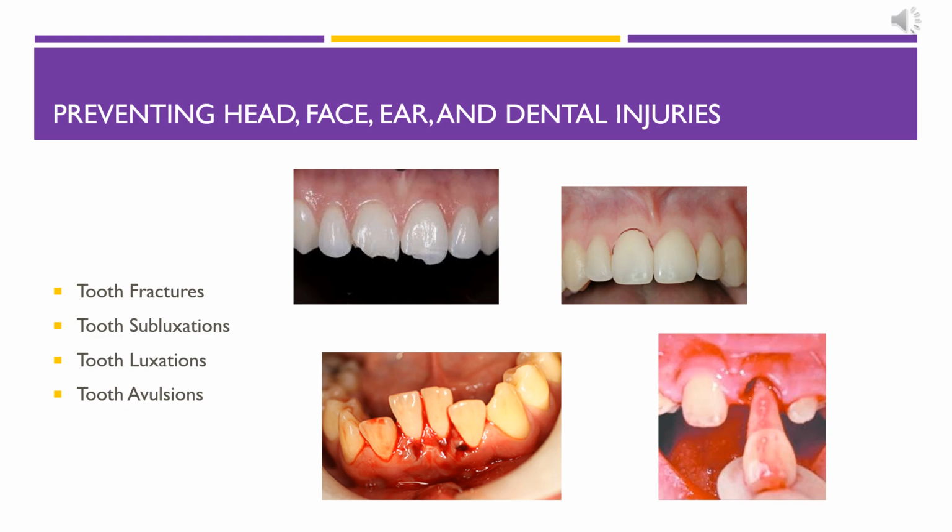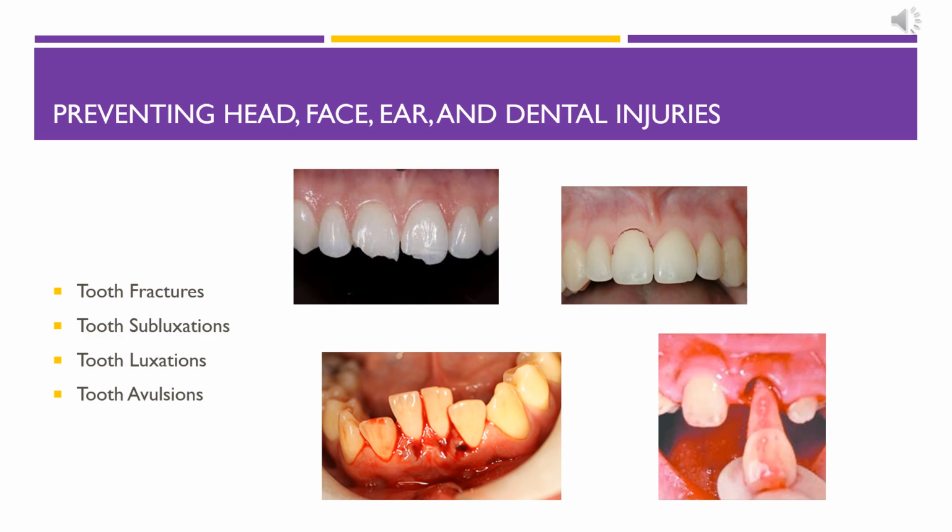Tooth subluxations, which is pictured on the upper right of this slide, involve the tooth being slightly moved out of place and then returning to its original position. They're typically very painful, and often bleeding occurs at the site of the gums. For tooth subluxations, the individual should be instructed to again bite down gently on that clean towel or piece of gauze and then be referred to a dental specialist to ensure the tooth will heal correctly.